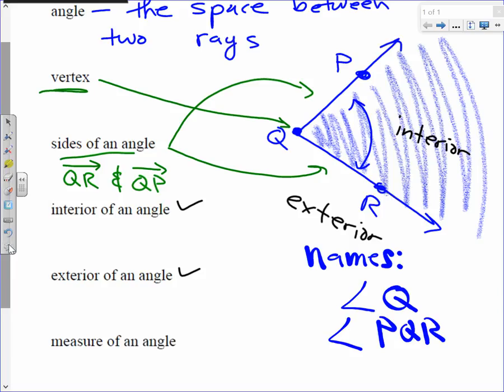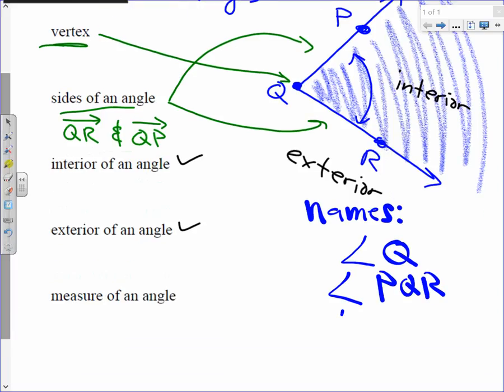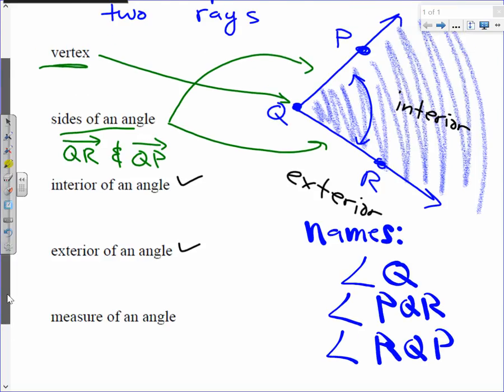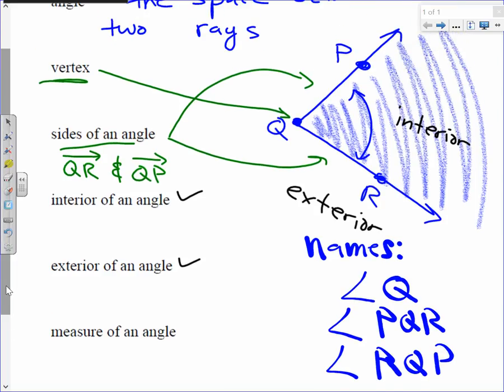So one way to name it, again, is by just the vertex. Another way to name it would be angle PQR. A third way to name it would be RQP. Doesn't matter which order. What does matter, though, is that the vertex is the middle letter. Okay? So there's three ways to name an angle. One by its vertex, or just using the three-letter method, making sure the vertex is the middle letter. Notice on both cases, the vertex was the middle letter. Okay, so far so good.